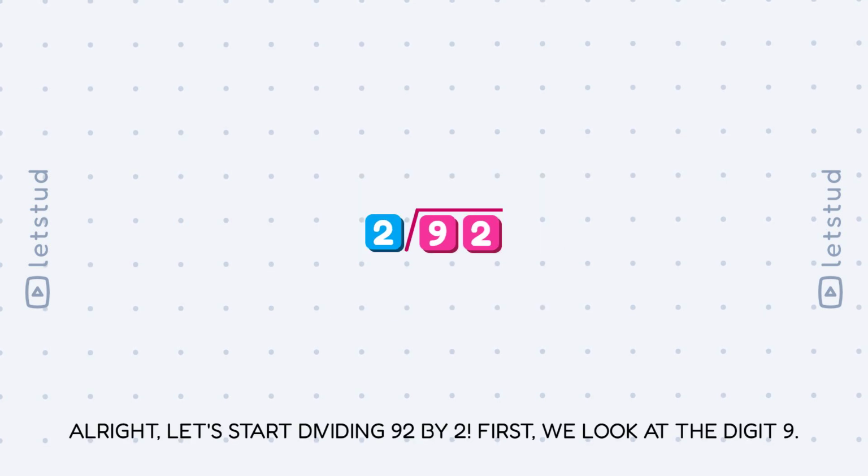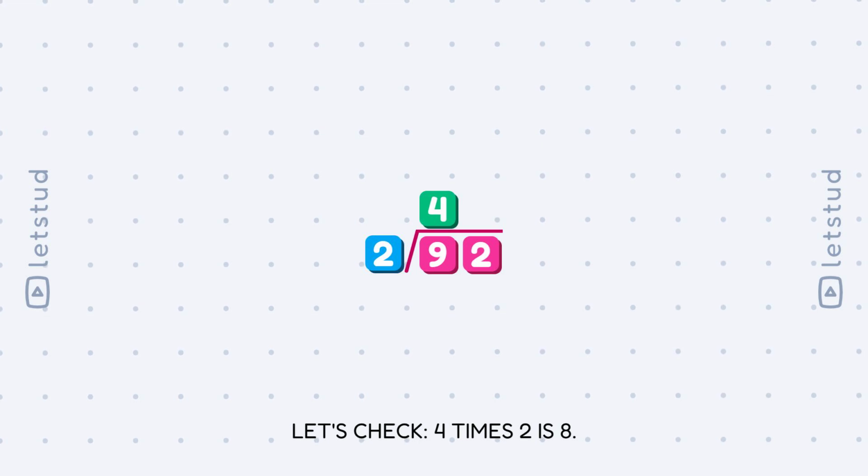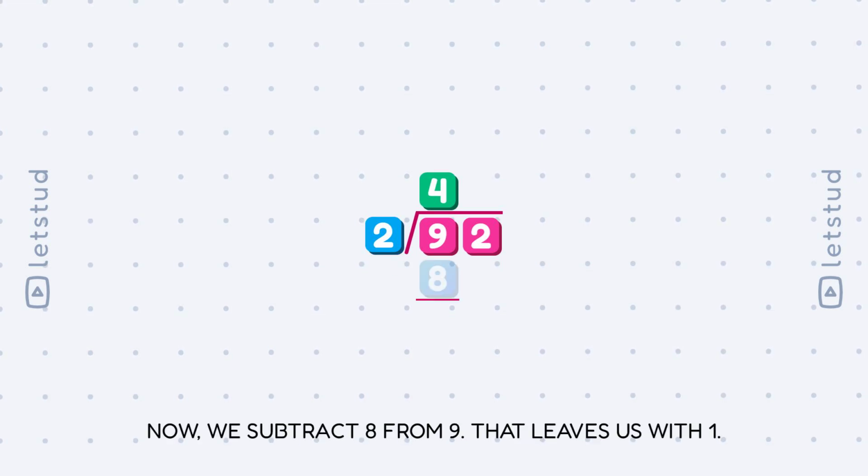Alright, let's start dividing 92 by 2. First, we look at the nine. We bring down the nine to start our division. How many times does 2 fit into 9? It fits 4 times. Let's check, 4 times 2 is 8. Now we subtract it from 9, that leaves us with 1.